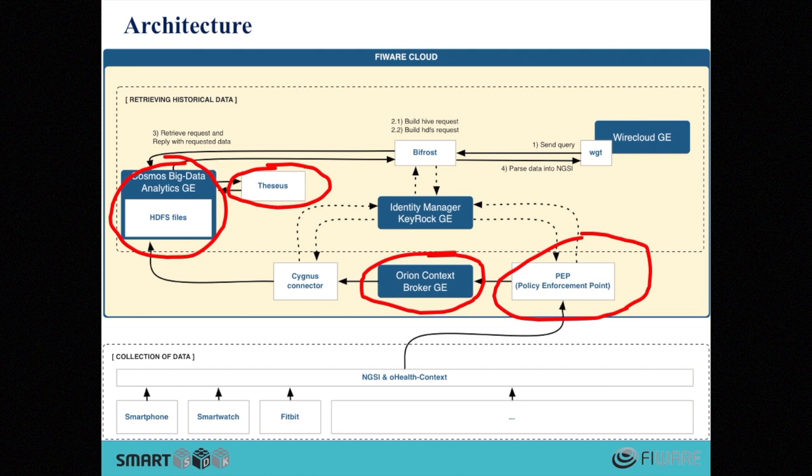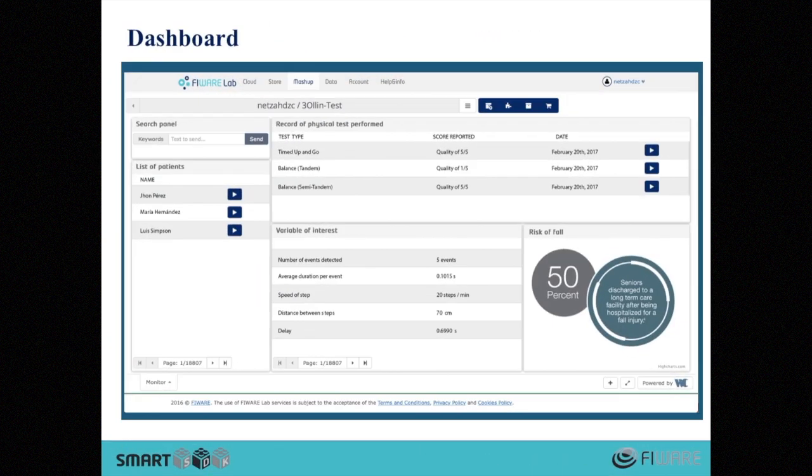Please note that the data stored in the FIWARE server is available at any time and can be accessed by Bifrost, which is a component that works as a translator between HDFS files and NGSI schemas, and the Open Health browser, which is a collection of widgets that facilitate displaying data, for the WireCloud Generic Enabler. Once the data is ready to be displayed, it is shown in the dashboard, as illustrated in this slide.